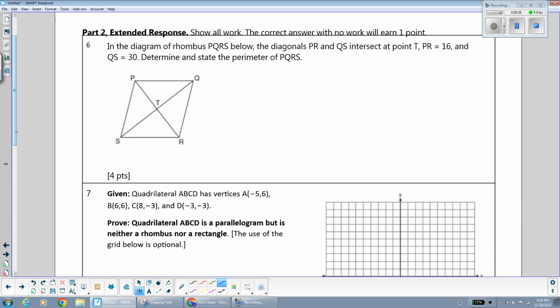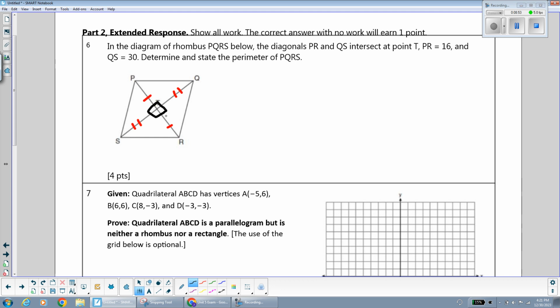Okay, the next question over here, we have a rhombus, and we're given information about the diagonals of the rhombus. We're also going to keep in mind that the diagonals of a rhombus bisect each other because that is a property of parallelograms that also applies to rhombuses. And we're also going to keep in mind that diagonals of a rhombus are perpendicular, meaning that they form 90-degree angles where they intersect. What we have here are 4 right triangles.